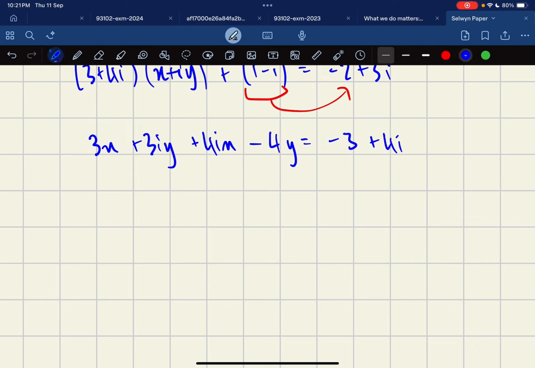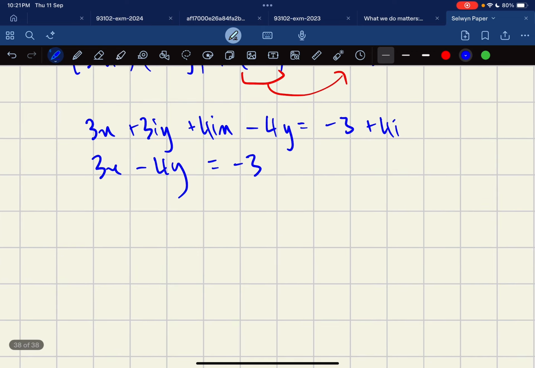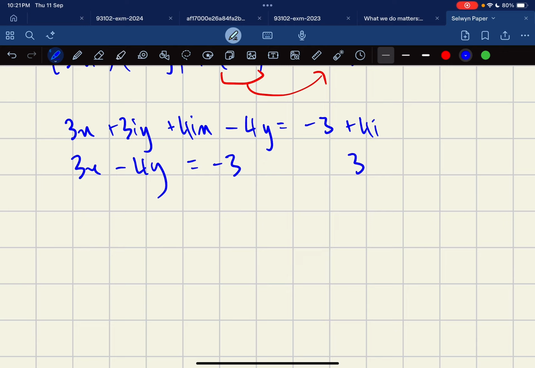And what we know is that the real part on the left side must equal the real part on the right side. So the real part on the left side is the 3x and the minus 4y. And this must equal the real part on the right side, which is negative 3. And then the imaginary parts must equal each other. So that is the 3y plus the 4x, and that should equal 4. So you can then form simultaneous equations to solve for x and y.